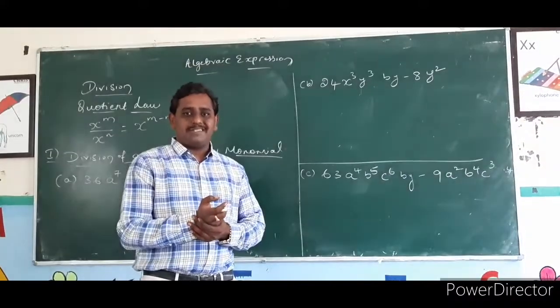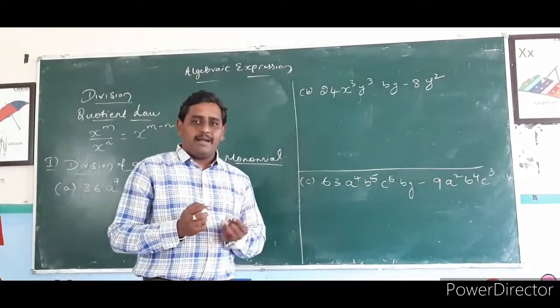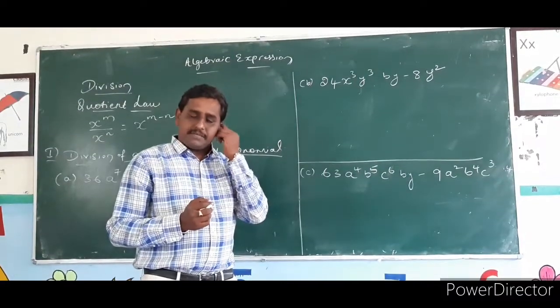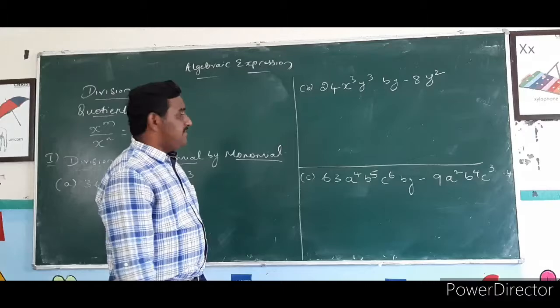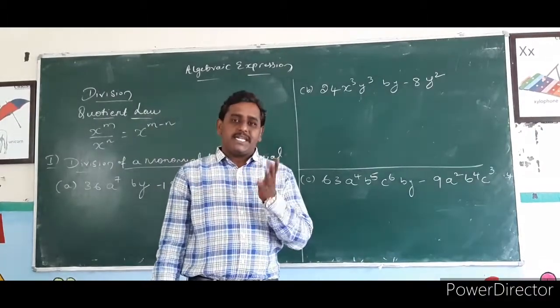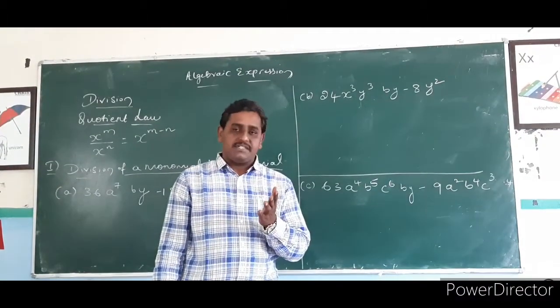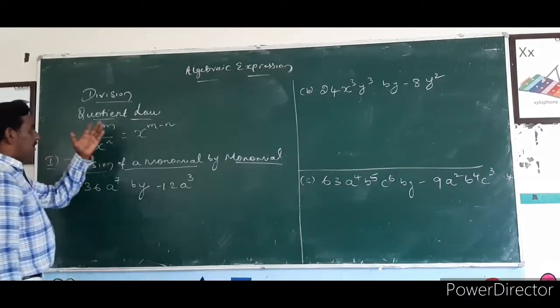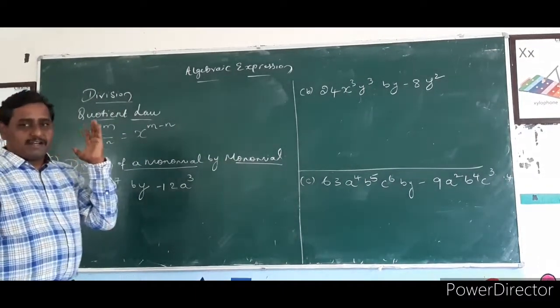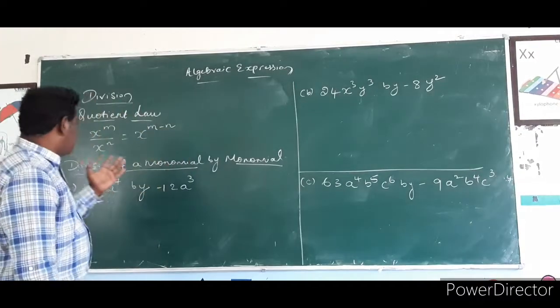That is, the last part is division. So far we have learned addition, multiplication, and subtraction, and in today's class we are going to discuss division. In division, three types of divisions are there. In that we are using the quotient law. In the earlier class, in the class on exponents, we learned the quotient law.